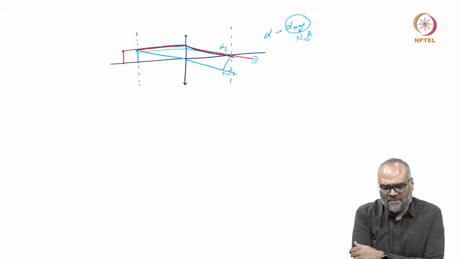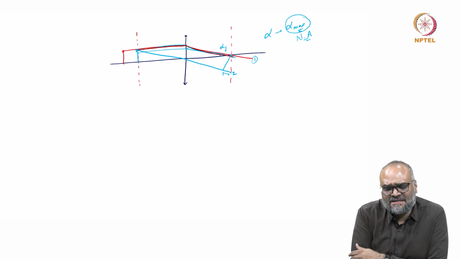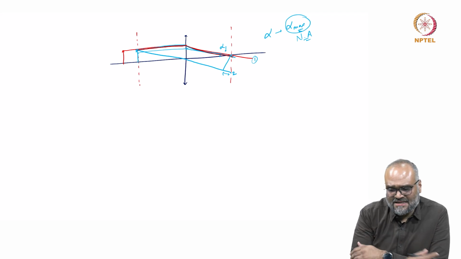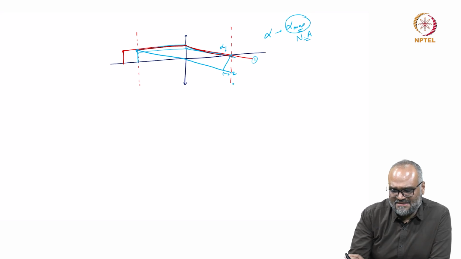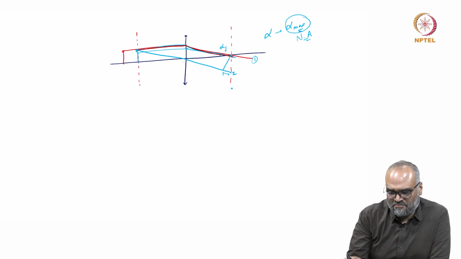Now, despite the path lengths being different, both the rays are collected more or less at the same time on the back focal plane.